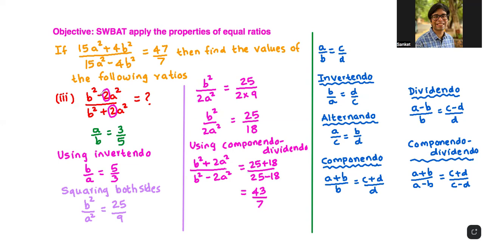But over here, I have subtraction in the numerator and addition in the denominator. So I need to flip both sides. So I'm going to use invertendo. So using invertendo, I can bring the denominator in the numerator. So I get (b² − 2a²) upon (b² + 2a²) is equal to 7 upon 43.